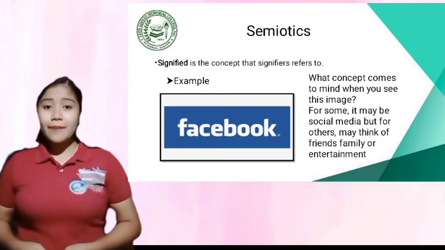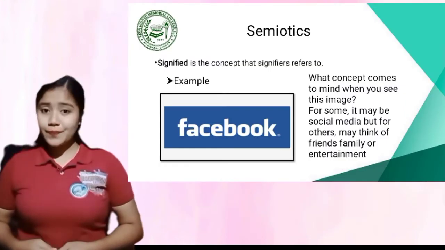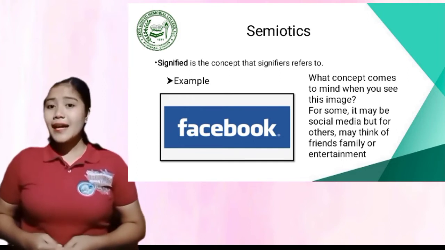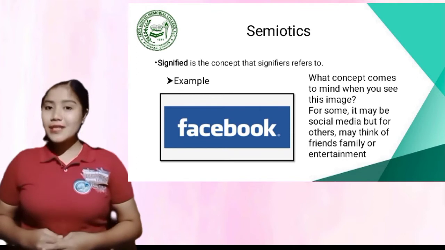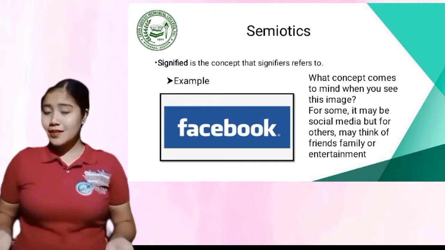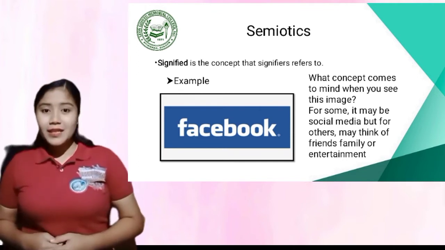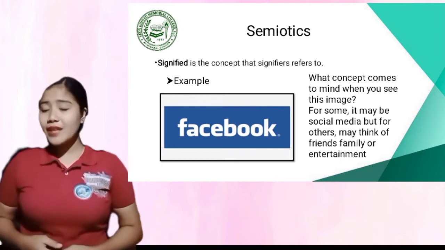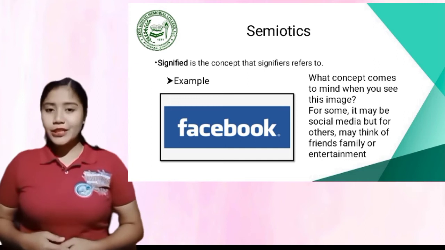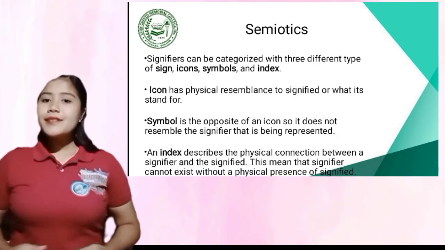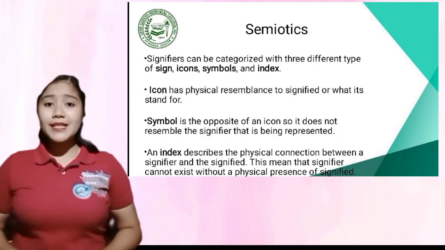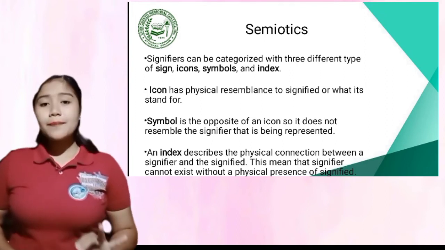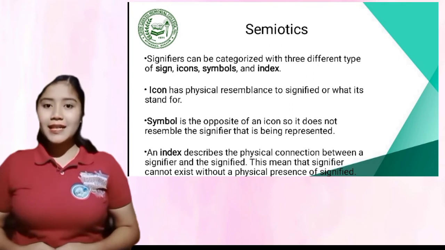The signified is the concept that the signifier refers to. For example, what concepts come to your mind when you see this image? For some, it may be social media, but others may think of friends, family, or entertainment. Signifiers can be categorized into three different types of signs: icons, symbols, and indexes.